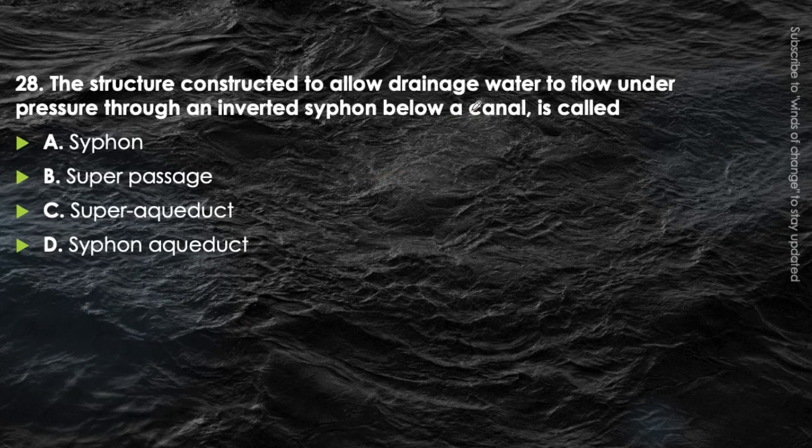Okay. Next question. The structure constructed to allow drainage water to flow under pressure through an inverted siphon below a canal is called siphon, super passage, super aqueduct, or siphon aqueduct. First of all, canal is above and normal drainage is below it. So it will be a case of aqueduct in which canal is above and this is below. Now since it will flow under siphonic action, it will be called siphon aqueduct. D will be the correct answer here.